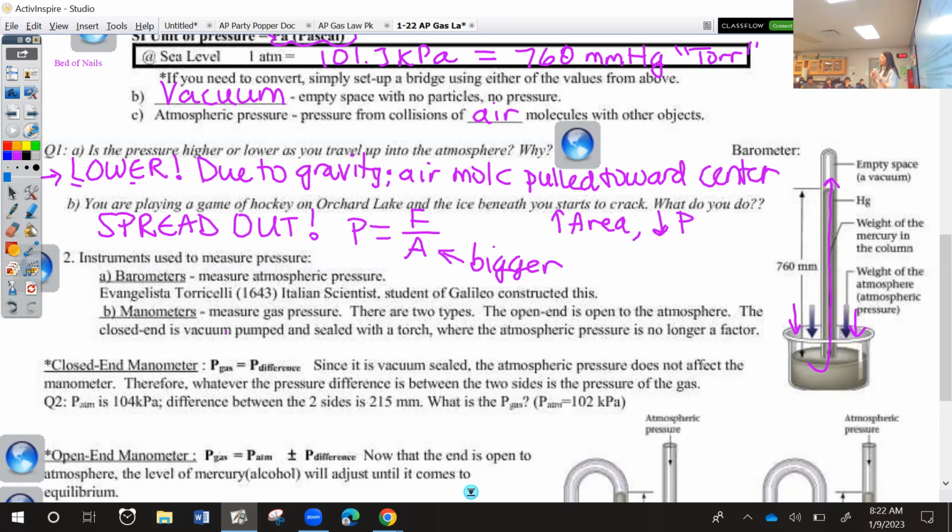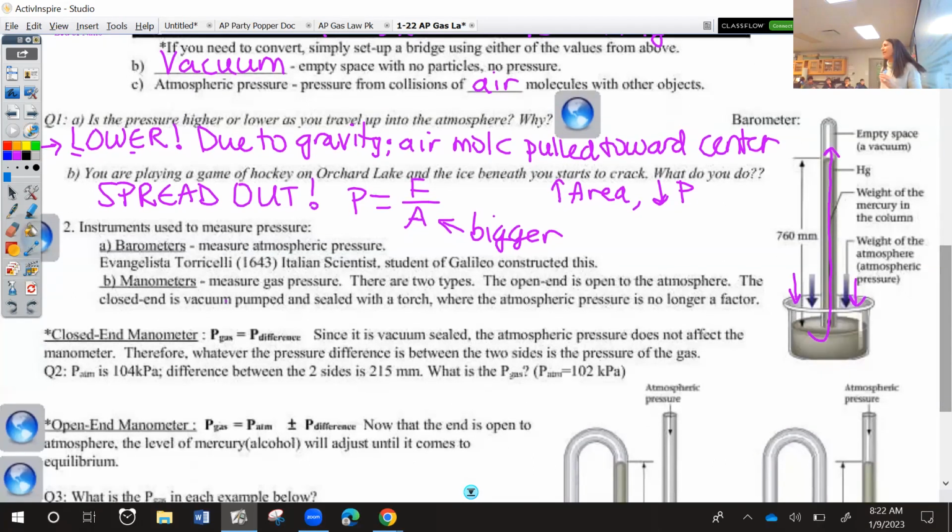The nice thing about mercury is that it does vaporize, but not as volatile as a lot of the other gases. If we use alcohol, the alcohol is going to vaporize really quickly. So it has to be a closed system, and it's harder to get something like that. Okay, manometers. These measure gas pressure. There are two types: an open end and a closed end. The closed end is vacuum sealed. What does that mean again?